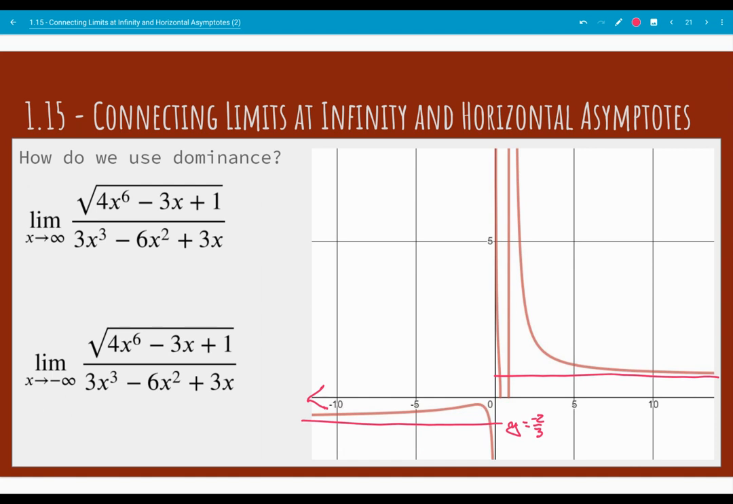So I want to point out a few features of this graph that are interesting, and some relevant, some not as relevant to this particular topic, but important ideas. So first of all, when we have a limit as x approaches positive infinity, that gives us a horizontal asymptote going to the right. If we have a limit as x approaches negative infinity, that gives us a horizontal asymptote going to the left. Horizontal asymptotes and vertical asymptotes are a little bit different.